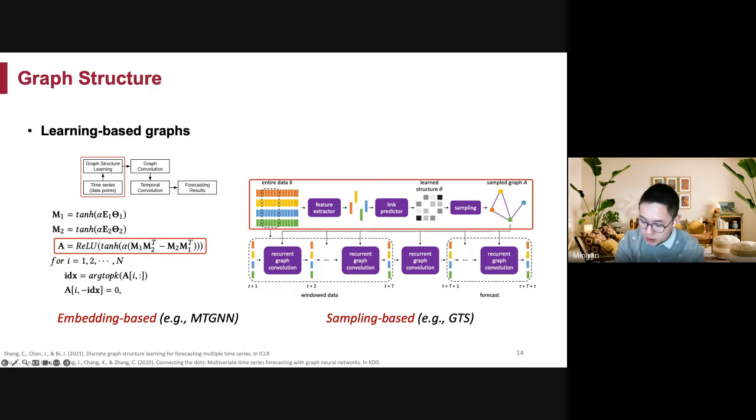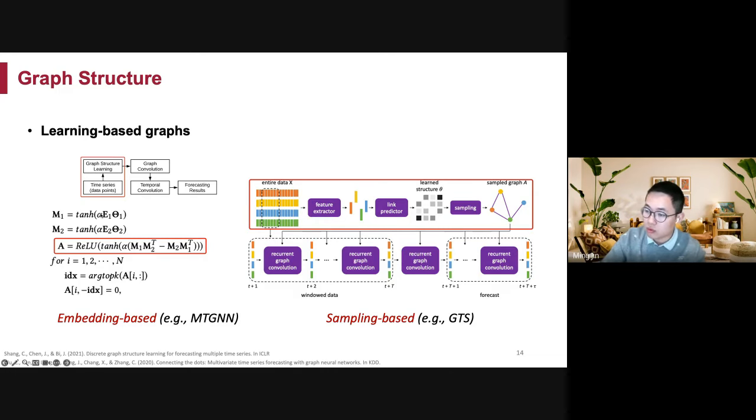But in many recent methods, learning-based graphs are another popular way that we can implement together with the model. There are two ways to do that. The first one is called embedding-based learning, such as the one used in a work called MTGNN. The key idea here is, given a multivariate time series, we learn the relationships between different variables in an end-to-end manner.